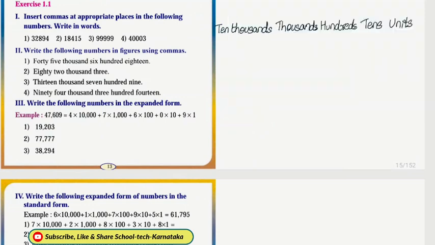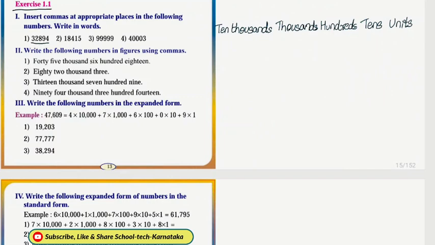So in today's video, we'll be solving exercise 1.1. So let's see what we have in our first exercise. Insert commas at appropriate places in the following numbers. Write in words. So our first given number is 32,894. We first need to insert comma for this number and then write it in words.